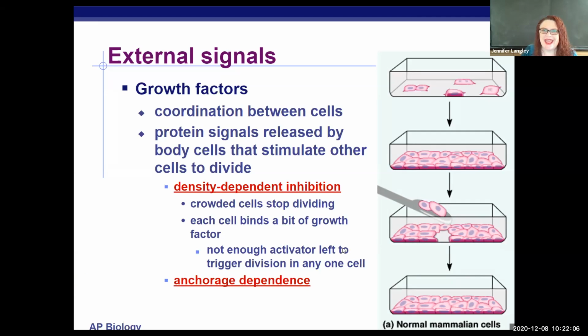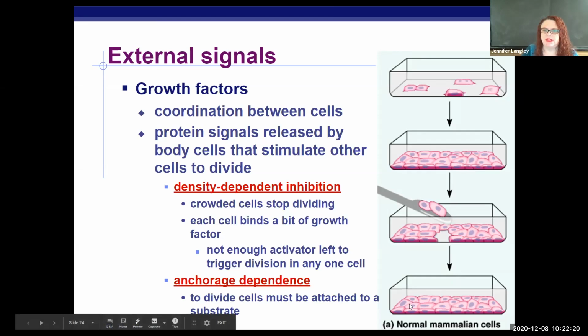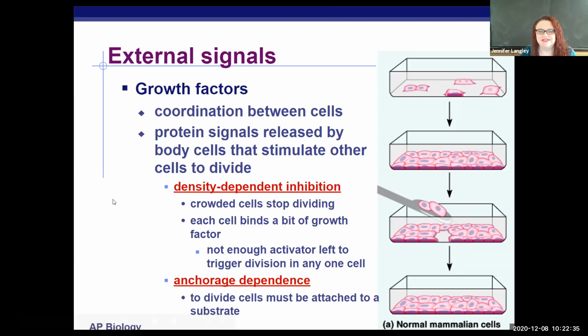We also have what is called anchorage dependent. Anchorage dependence means it is anchored somewhere. It's able to have its anchor there and it's not free floating. Anchorage dependence means that they have to be attached to something to divide. So these ones are anchorage dependent. They're attached to the bottom of the culture plate and they're dividing in here, attached to the bottom. A lot of our cells have anchorage dependence. They have to be attached.